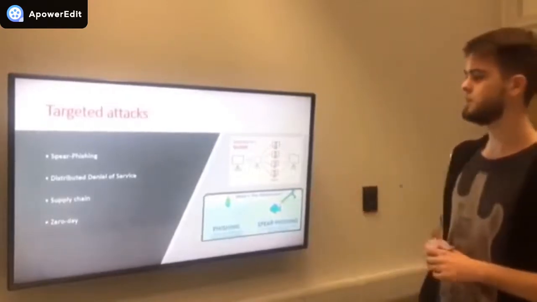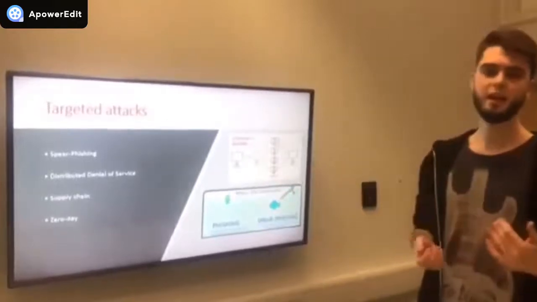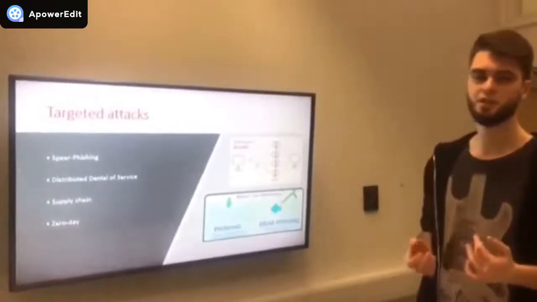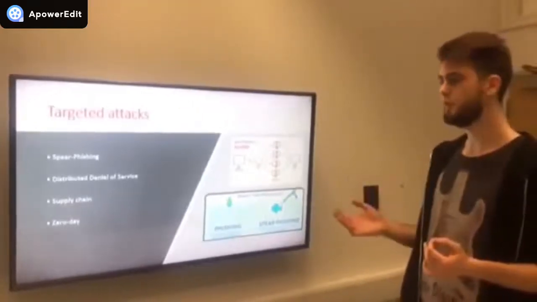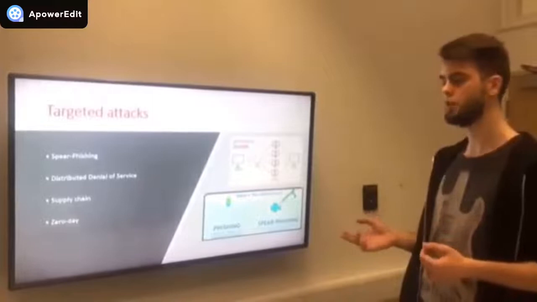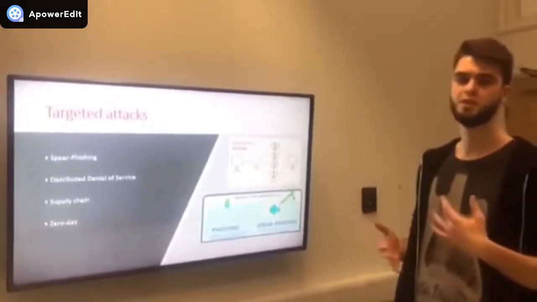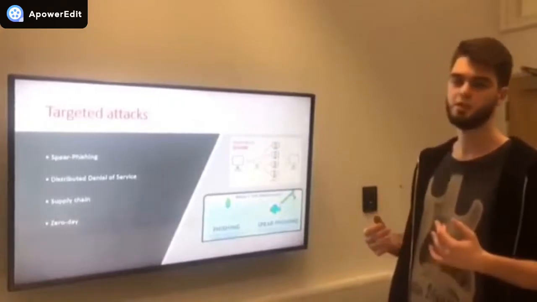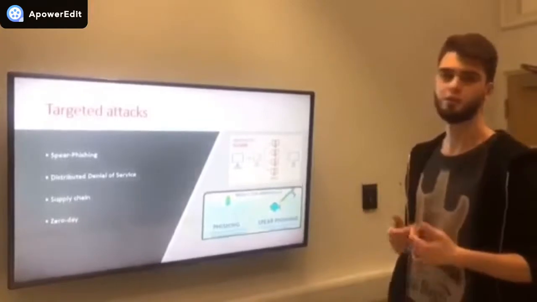Next is supply chain, which is attacking an element of an organization before it even arrives. And the fourth attack is called zero-day, which is just bespoke exploitation of a system with specific vulnerabilities, not even known by the author of the server.